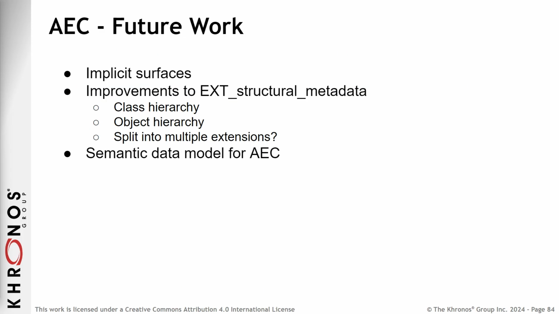So for future work, we're interested in implicit surface representations in glTF. Instead of tessellating all the geometry, it might be nice to store a CSG or BREP representation, especially with the collision volume extension, which could be a good start to represent the simpler types of shapes. We're also looking to improve the extensions that I just covered to make them more modular, maybe simplify them in some ways, and be able to represent different aspects like class hierarchies and object hierarchies.